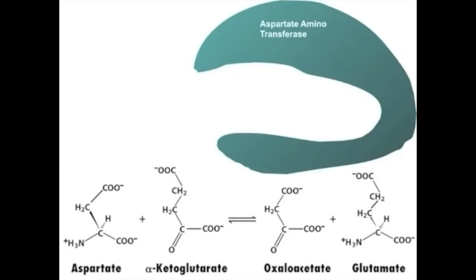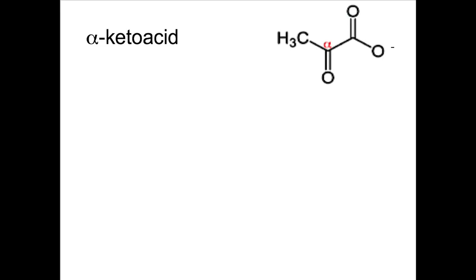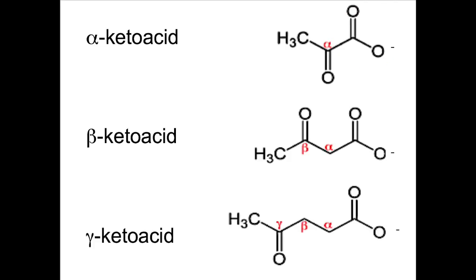But what does this mean? This is an alpha-keto acid that has 3 carbons. It's an alpha-keto acid because the ketone is in the alpha position relative to the carboxylic acid that is shown here. And so this is an alpha-keto acid. Likewise, a beta-keto acid has the ketone group at the beta position, and a gamma-keto acid has the ketone at the gamma position, and these are all relative to the carboxylic acid.